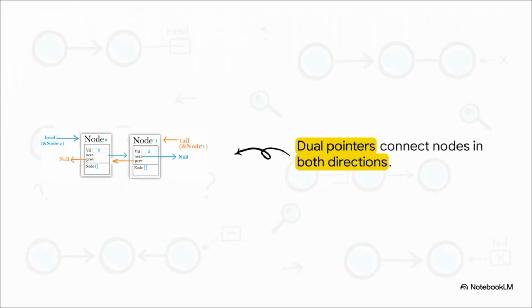Let's see how this builds out practically. We've got dual pointers connecting our nodes now. Node 2's next pointer aims at node 1, and node 1's prev pointer aims right back at node 2. We also introduce a tail address to keep track of the very end of the list. That makes it incredibly fast to jump straight to the end and start traversing backward.